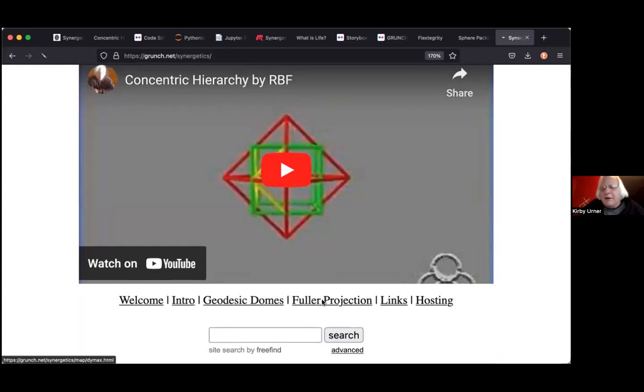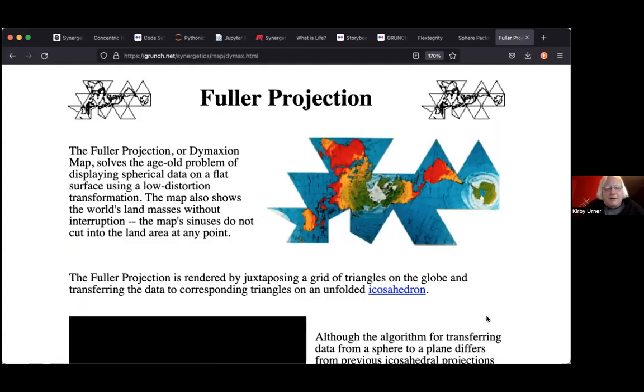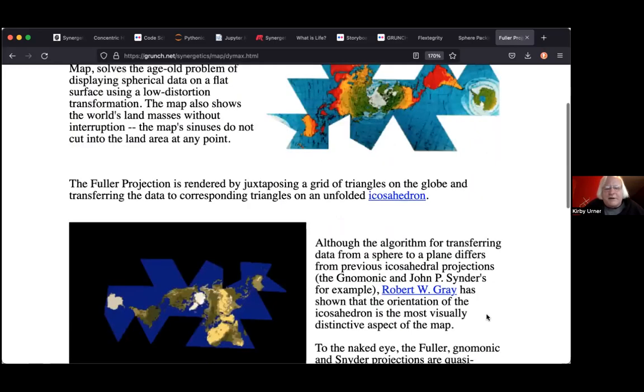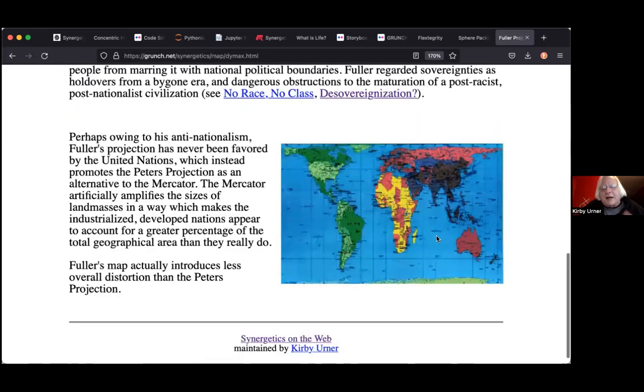But the Dymaxion map, we didn't spend any time on it when this story came up about public schools switching to the Peters projection. And here is the Peters projection. That looks kind of distorted to me. And look what it does to the poles. The poles don't matter in either of these projections. Mercator and the Peters, they completely distort the poles and destroy their integrity.